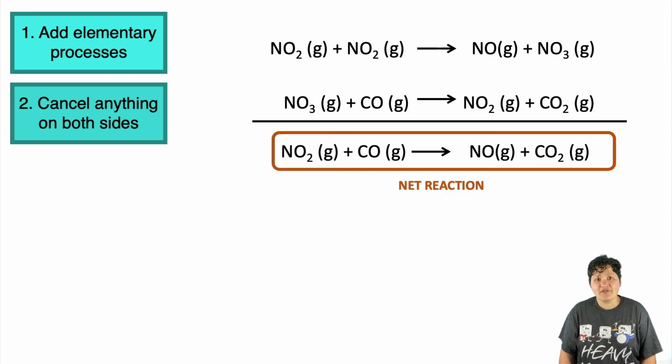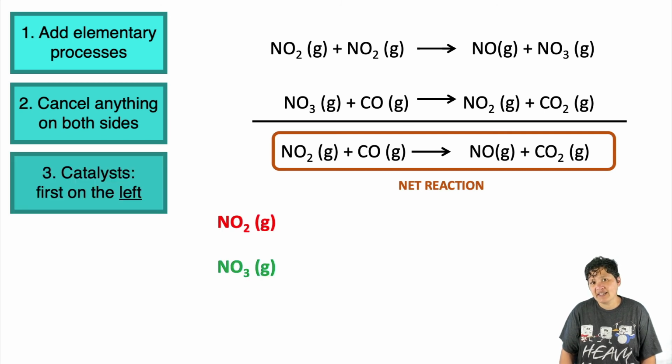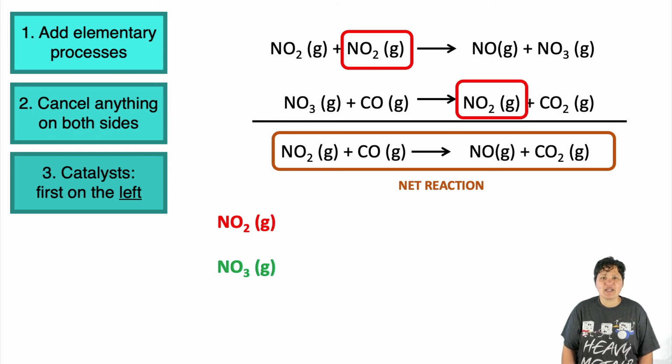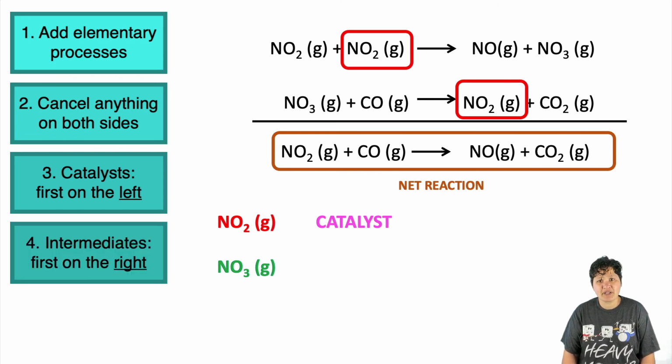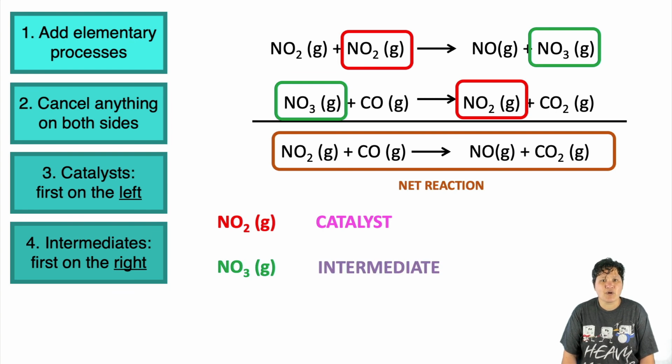But now we want to identify catalysts and intermediates. Remember, those are going to be the things we canceled out, which in this case were an NO2 and an NO3. So catalysts are anything that cancels out that first appears on the reactant side. Do we have anything like that? Well, we do see here that NO2 first shows up in the reactants in the first step. So NO2 is a catalyst. Again, intermediates show up for the first time on the product side and are used up before the end of the reaction. NO3 appears in the products of the first step and the reactants of the second step. It doesn't appear in the final balanced equation, which means it has disappeared. NO3 is therefore an intermediate.